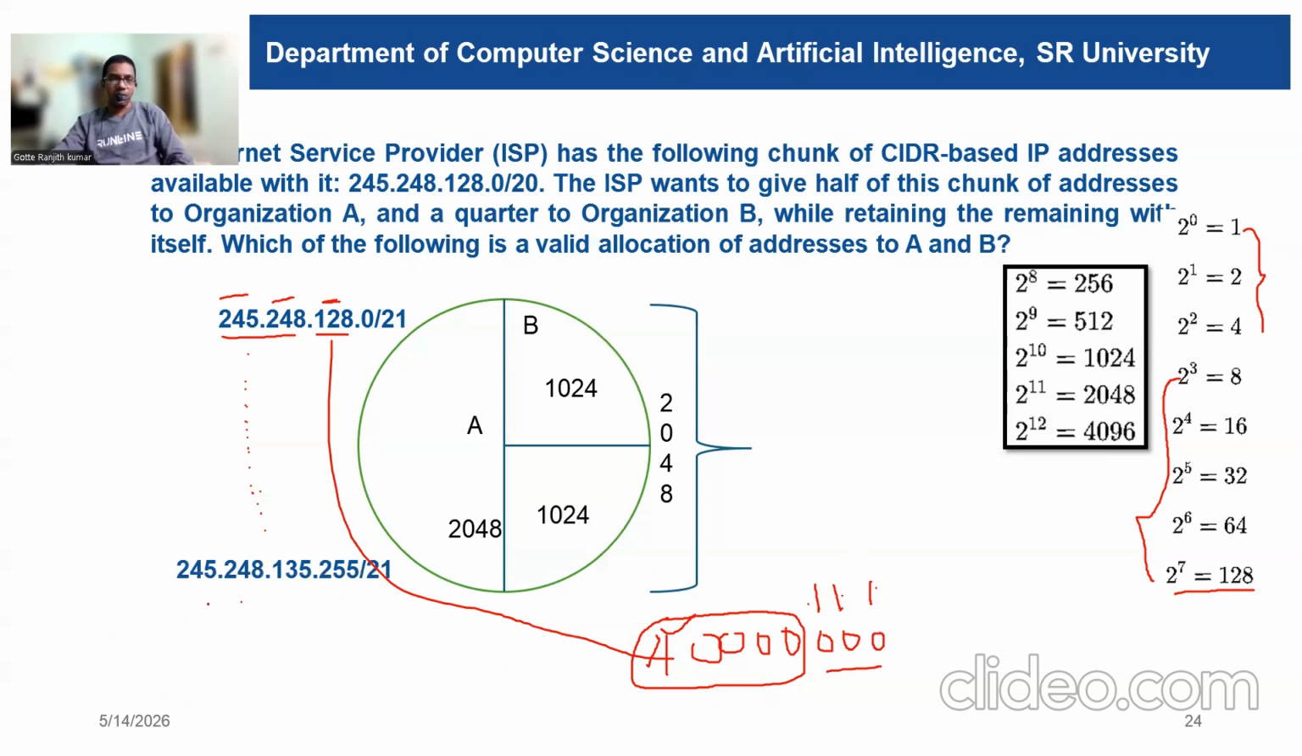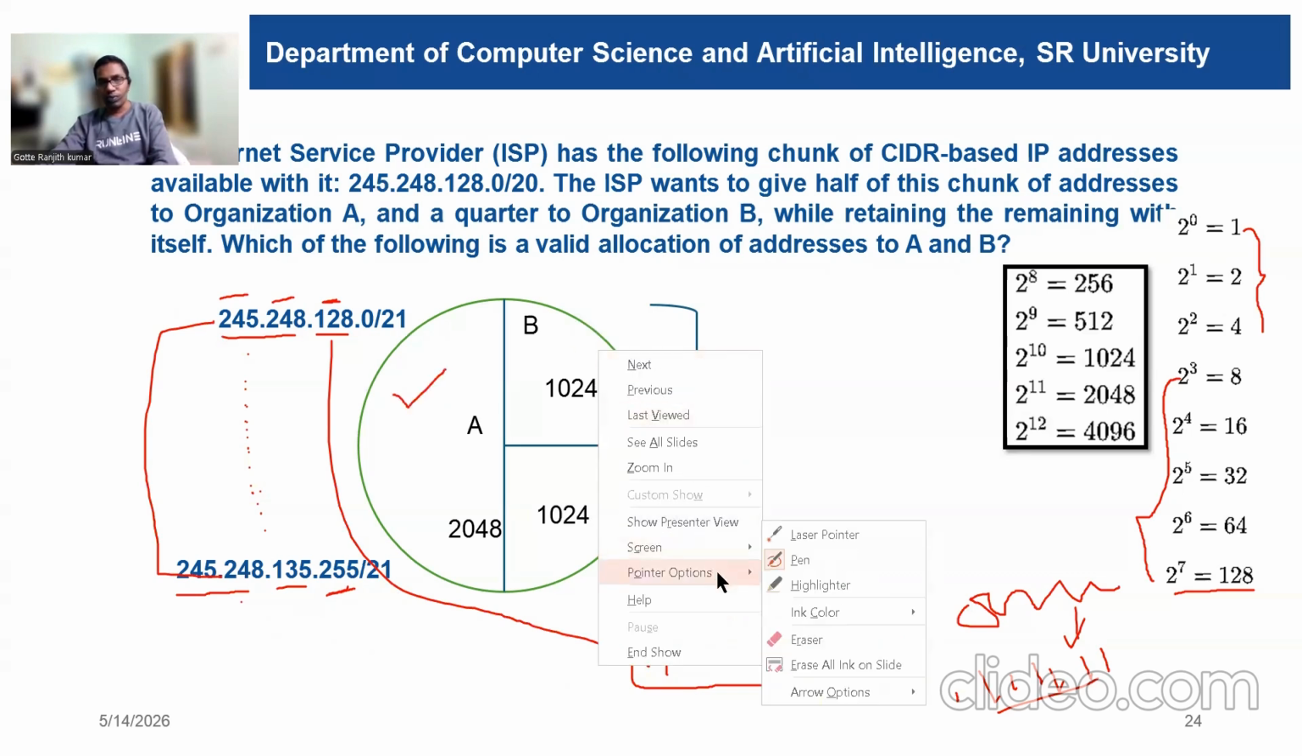So the last address is going to be this one: 245.248.135, and the 245.248 is common. This part will be changed, that is 135. And the last byte starts from 0, initially all zeros, and the last address is going to be all ones. All ones means that is 255. That's why the last byte is 255. So this is the starting address and this is the ending address of this organization A.